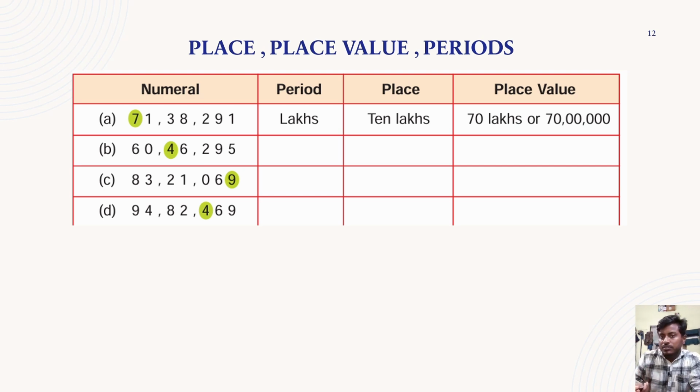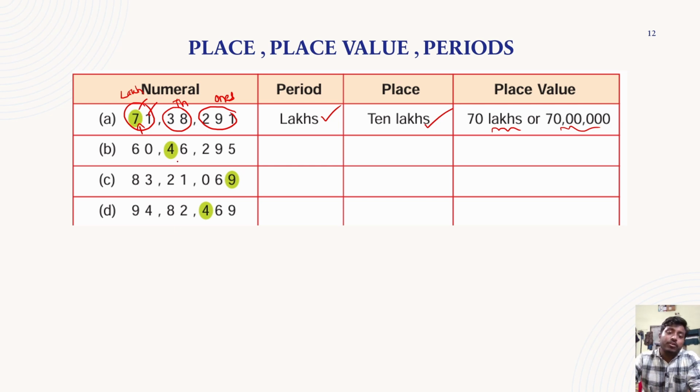Okay. So tell me, in this number, the 7 is in which period? Now we know that the first period is called the ones period, the second is the thousand period, and the third is the lakh period. So tell me which period? Lakh. The place is in the lakh period, where two places are there. The first place is lakh, the second is 10 lakh. So the place is 10 lakh, and the place value is 70 lakh. Either you can write in words or in value.